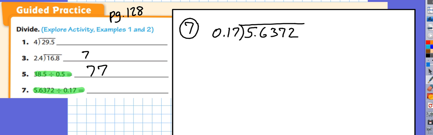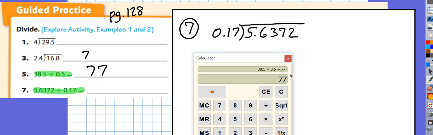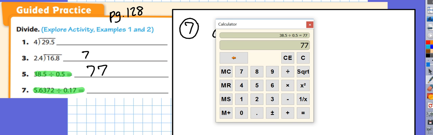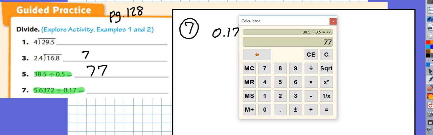Now let's look at number 7 and notice how it's a little different than number 5. 0 and 1700ths, if we multiply this by 10, last time we multiplied 0 and 5/10 by 10 and it became a whole number. If we multiply this by 10, would it become a whole number? Let's punch that in and see. Just cover up everything except for my divisor. 0.17 times 10, well, that's not a whole number. Well, we don't always multiply by 10.